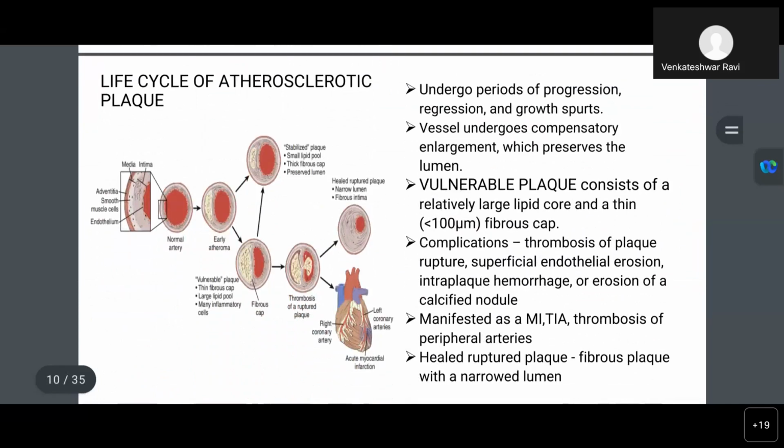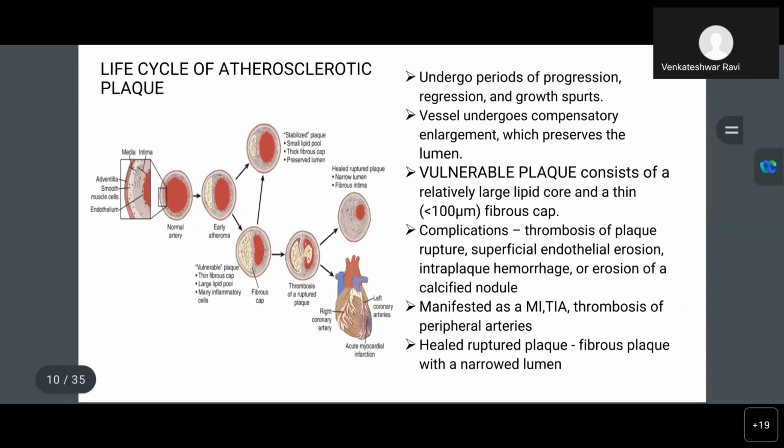Now, the fate of the atherosclerotic plaque. We can divide the fate of atherosclerotic plaque into two phases. One is the early atheroma, which either goes into a stabilized plaque or into a vulnerable plaque. In a stabilized plaque, after adequate treatment or lifestyle modification, there is a small lipid pool and thick fibrous cap, and the lumen is preserved as the vessel undergoes compensatory remodeling.